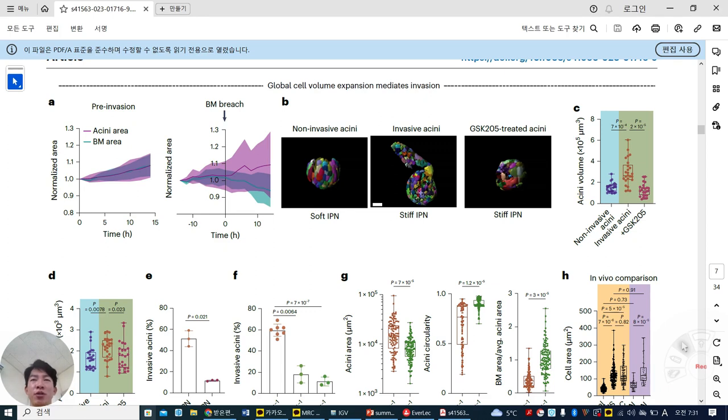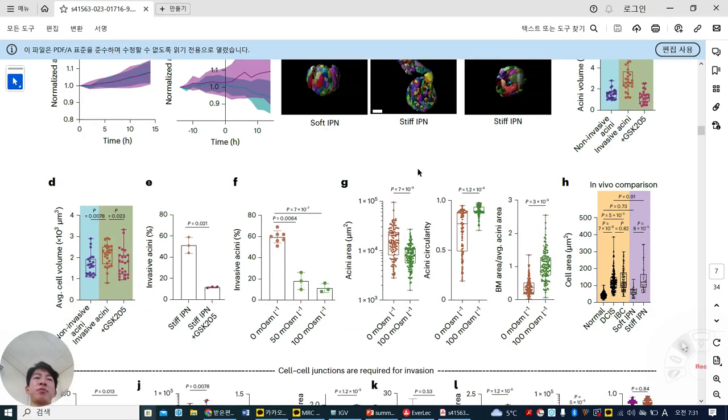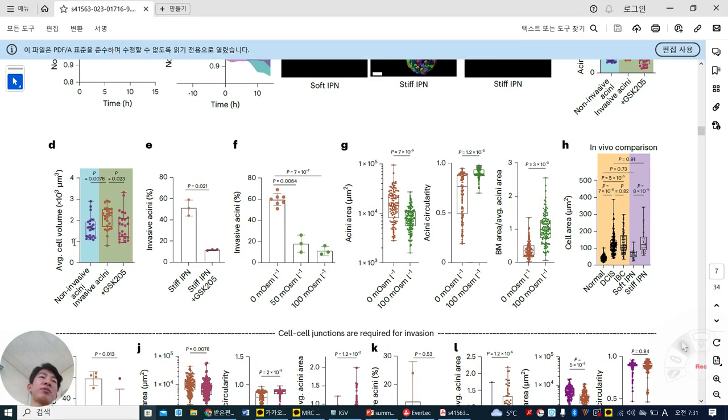So this is non-invasive arginine in the soft. Stiff invasion, stiff, but when they treat this inhibitor, GSK205, cell volume depressor, they're making their hole, making their shape. So here they want to say that cell volume is also very important to regulate this invasion phenomenon. And then all other parameter, as you can imagine, decrease up to here. Invasive arginine, cell volume, decrease.